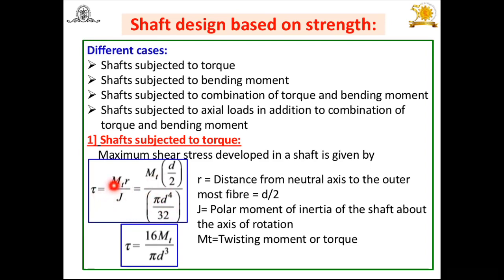Therefore, substituting the values of R and J, you will get tau is equal to 16 MT upon pi D cube. MT means twisting moment, D means diameter. By using this expression, we can find the maximum stress induced. But then we have to use the permissible shear stress here and find the shaft diameter, that is D cube is equal to, so D is equal to. This is when the shaft is subjected to torque.